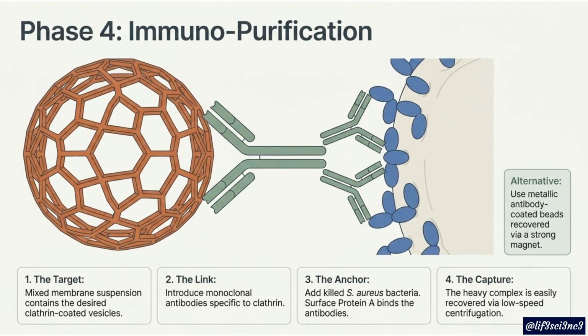Phase 4 is immunopurification. The target vesicle is linked to a monoclonal antibody, which is then anchored to a heavy material like S. aureus bacteria. This heavy complex is then easily captured via low-speed centrifugation.